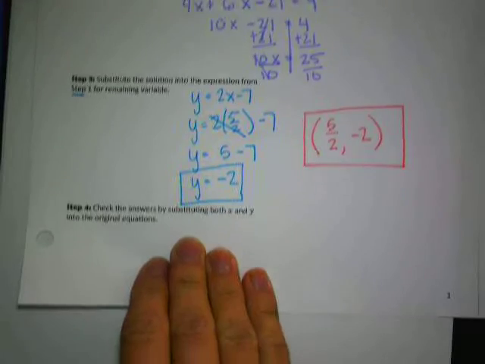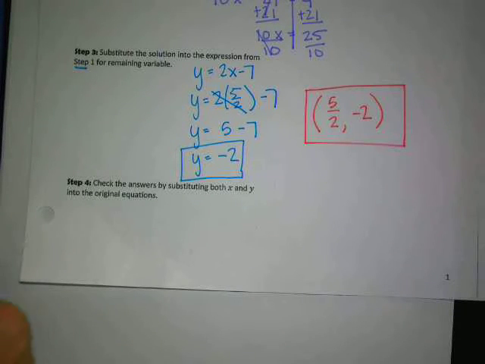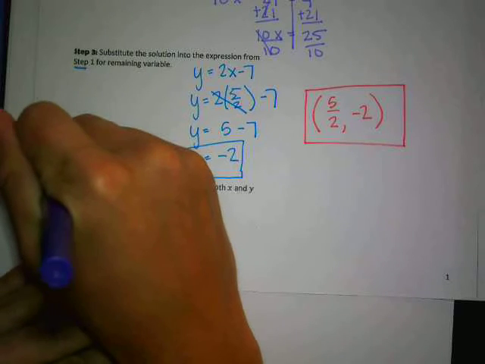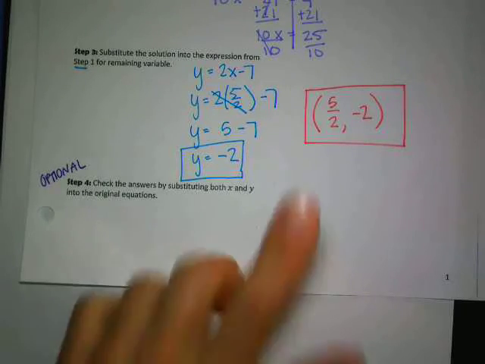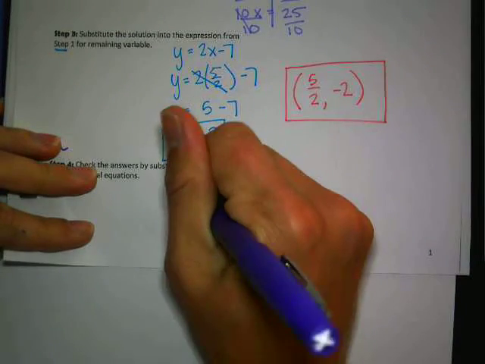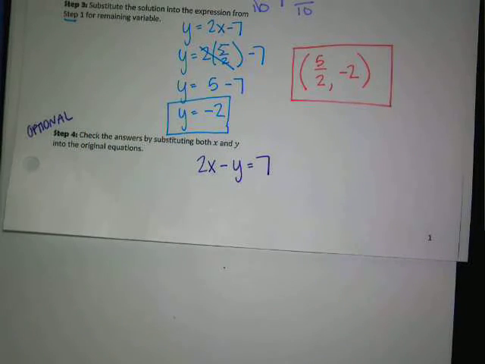Okay, and step 4 is kind of optional. You don't have to do it. It might be a good idea, especially on a test or a quiz, to check your answers. So I have my x, I have my y. I can take either one of these original equations. I'm going to take the bottom one, and if I plug x and y in, it should work.